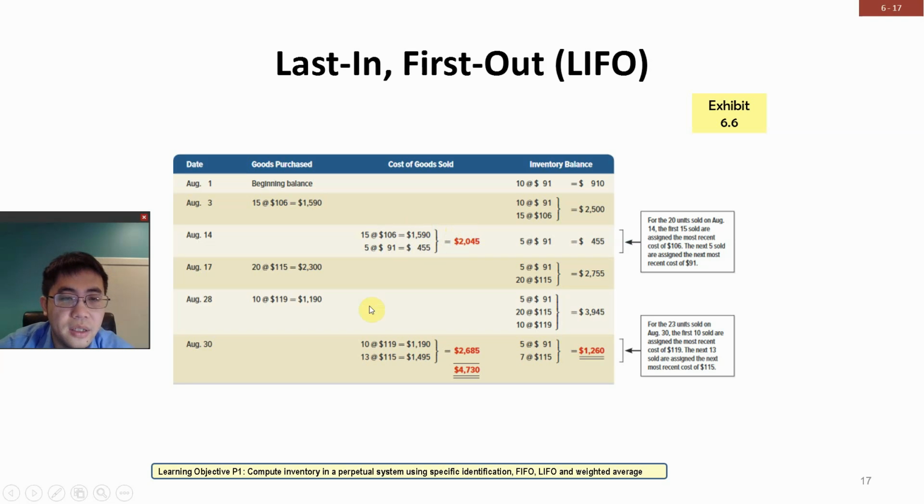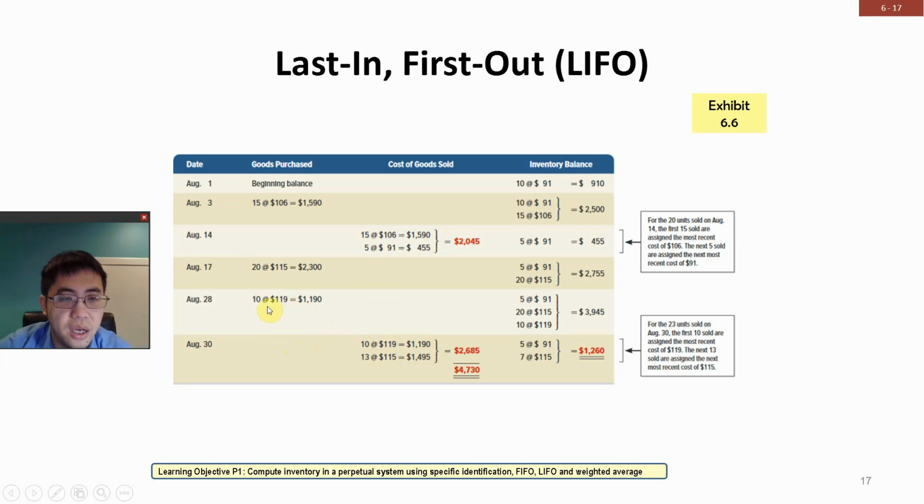All right, and then for this sale, you have another round of sale. So that's 23 units. Once again, we use last in, first out. We want to get rid of the newest inventory. So the newest inventory for this August 30th sale is the August 28th purchase.